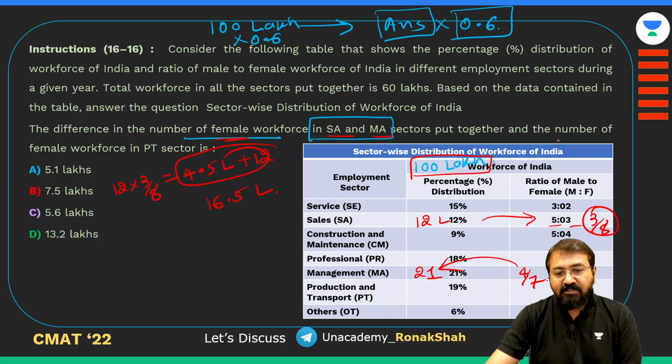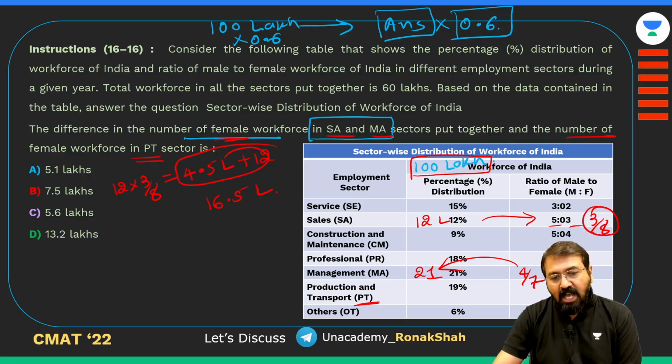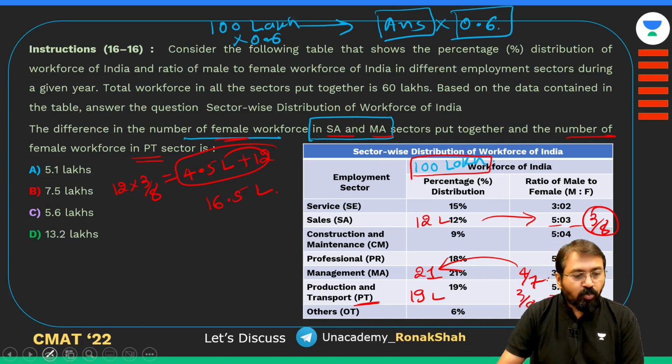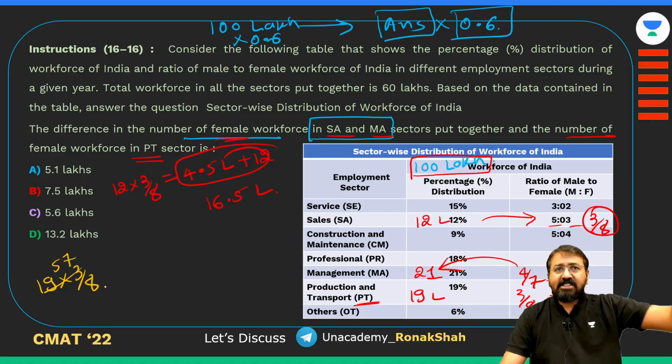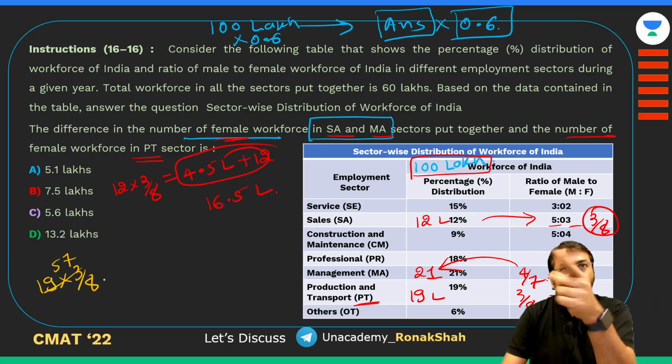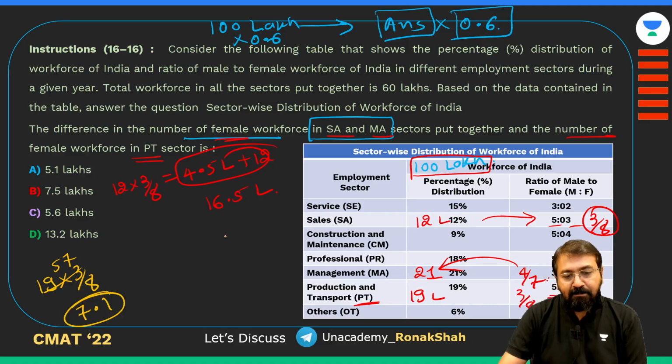Okay, similarly we are asked the number of female workforce in PT. So guys, out of 100 lakhs, 19 lakh were in PT, and the male to female ratio is 5:3, so female should be 3 by 8. So what is 3 by 8 of 19 lakhs? 19 threes are 57, 57 by 8. Can I say 8 sevens are 56, and it is one more than that? So it should be 7.1 approximately. So my PT female workforce is 7.1 lakh.